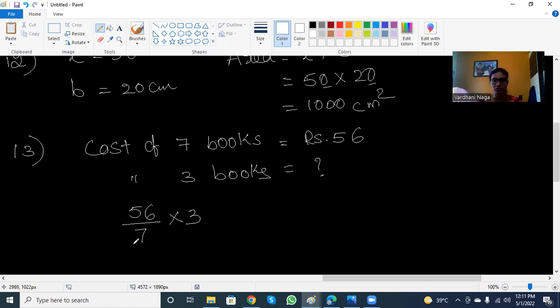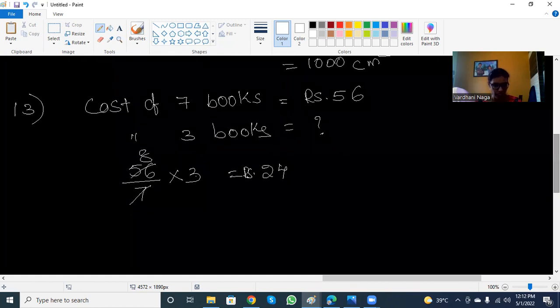Okay. So first, the cost of 1 book is 56/7. If you do this, you will get the cost of 1 book. So 1 book cost into 3 books, if you do, you will get the cost of 3 books. So just cancel this, 8 times. So 8 3s are 24 rupees. So the cost of 3 books is 24 rupees. The cost of 1 book is 8 rupees here.